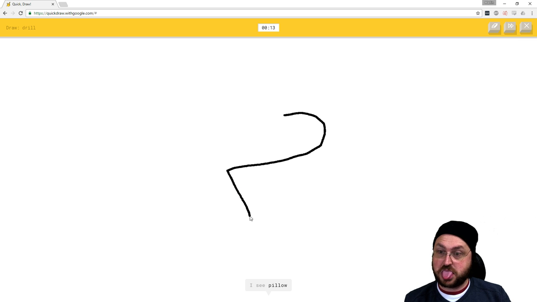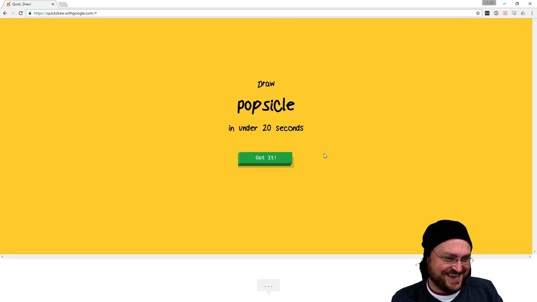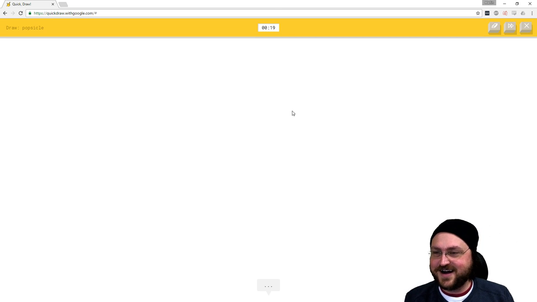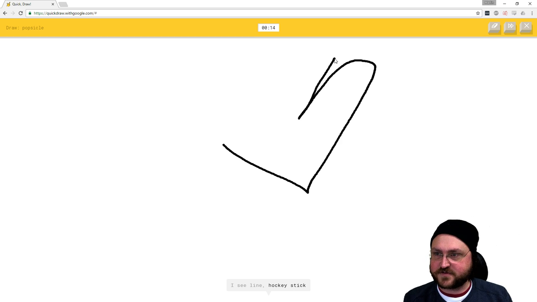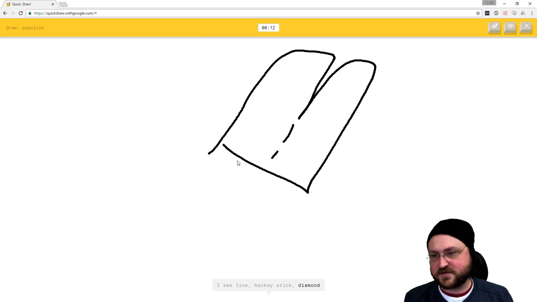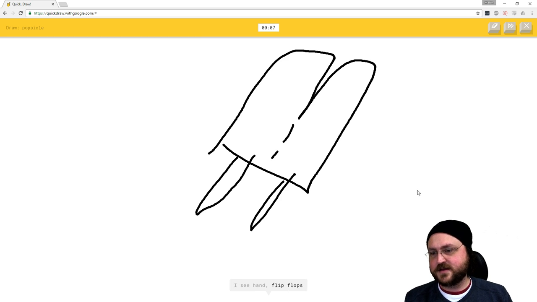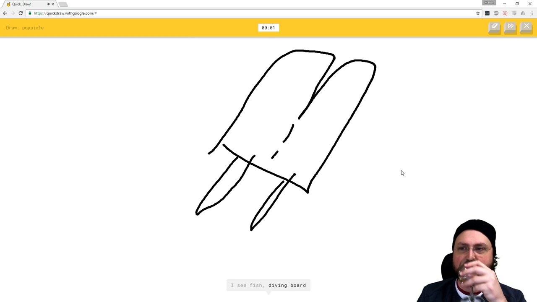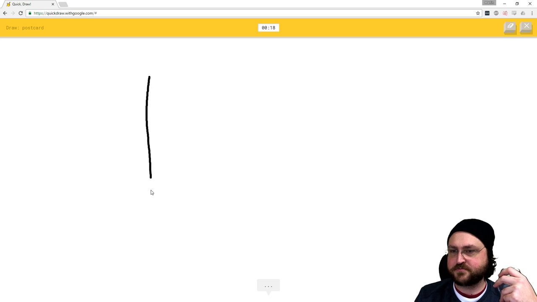I see pillow. Or spoon. Wait a minute. What am I drawing here? Or tooth. Oh, I know. It's drill. It's getting worse. Oh, popsicle. Okay. Let's draw one of those double kind of popsicle things, stick. Where you gotta split it across. Or it's got parachute. I see stick. Or flip flop. Oh, come on, that's totally a popsicle. Shut up! Or syringe. Nope. I see fish. Or diving board. Sorry, I couldn't guess it. Postcard.